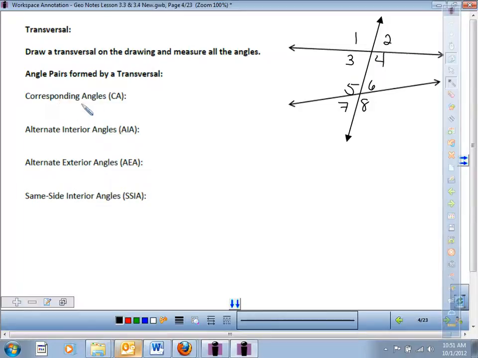Corresponding angles. Now corresponding angles, sorry to define a word with a word, but corresponding angles are angles that occupy corresponding positions, or the same position. Okay. So they occupy corresponding positions.